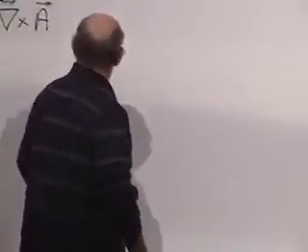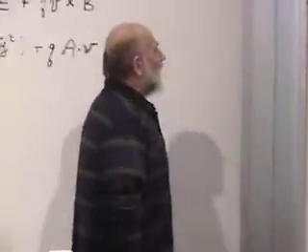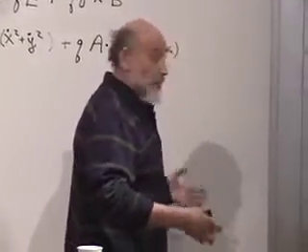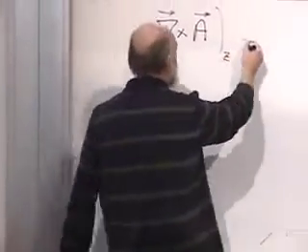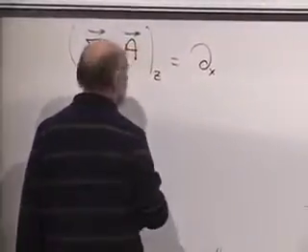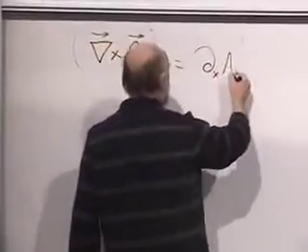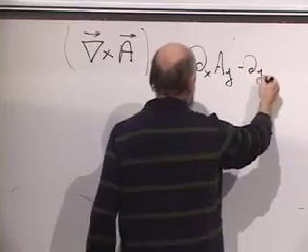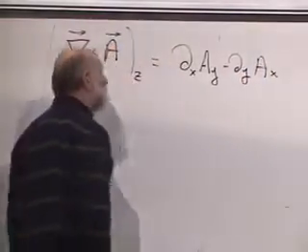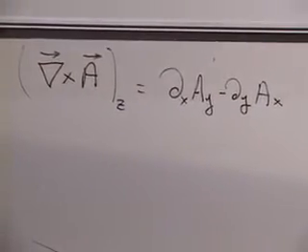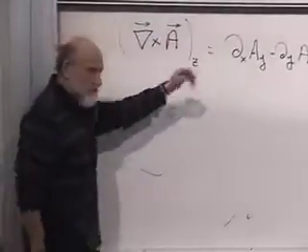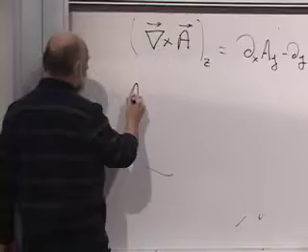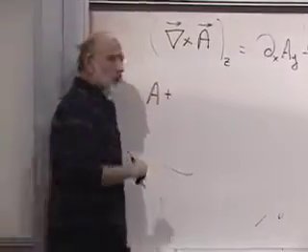Just to understand it, let's focus on a particular component of del cross A. Let's say the z component, but all the other components work the same way. What is the z component of del cross A? It is the derivative with respect to x, that means d by dx, of A_y, minus the derivative with respect to y of A_x. That's its definition. Now, supposing I add to the vector potential something which is itself a gradient.